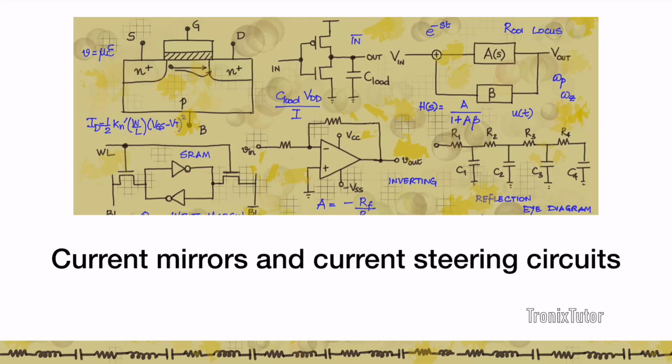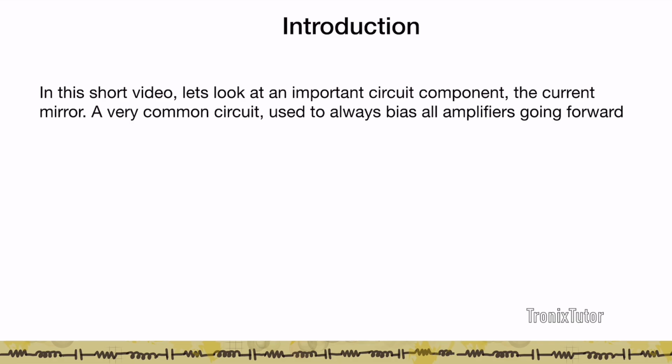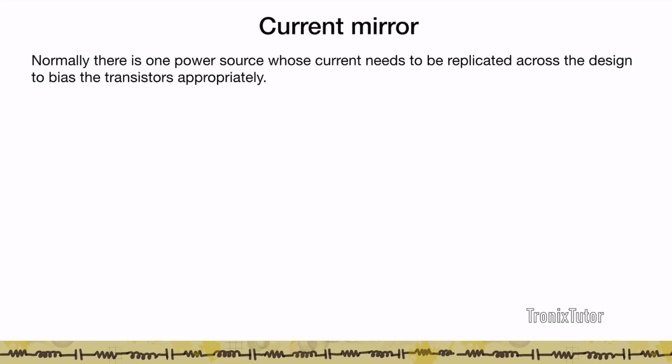Hello, in this video, let's talk a little bit about current mirrors. So this is a short video and we'll look at a very important circuit component, the current mirror, and see how that works. As I mentioned to you before, normally there's one power source in the chip and the current from that power source needs to be replicated across the design and bias the appropriate circuits.